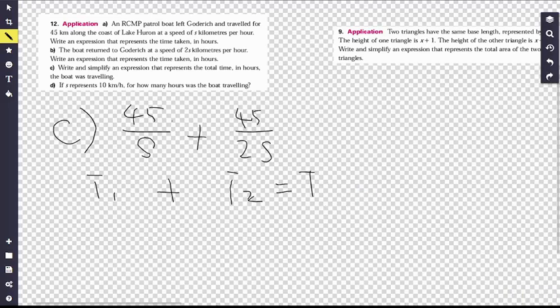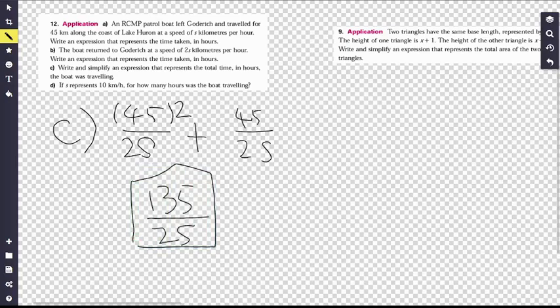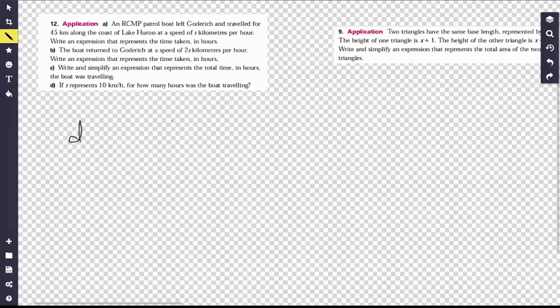Now when we add them together, we have to multiply this side by 2. So this gives us 90 plus 45, which is 135 over 2s. Since 135 is not divisible by 2, this is the most simplified expression. If it was able to be divided, then we would have gone farther. So the answer was 135 over 2s.